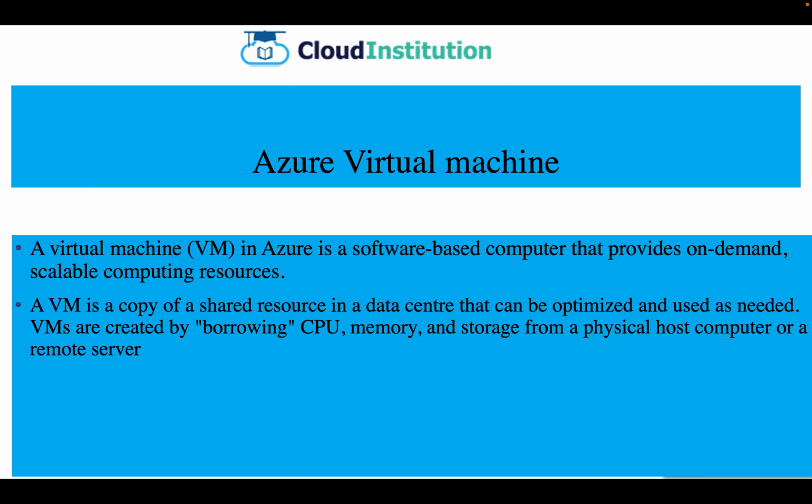A VM is a copy of shared resources in a data center that can be optimized and used as needed. VMs are created by borrowing CPUs, memory and storage from the physical host computer or a remote server. So this is a kind of hypervisor concept, wherein you share resources and allocate resources for your virtual machines from the bigger data centers, from the servers. Now let's go back to the demo.